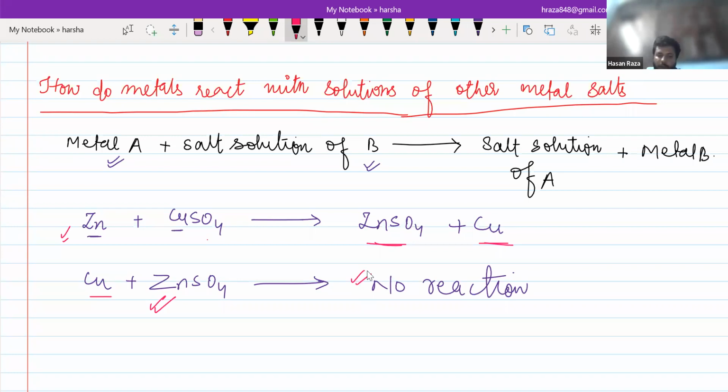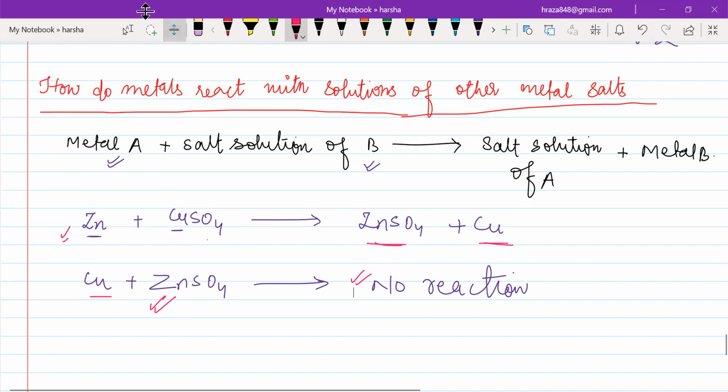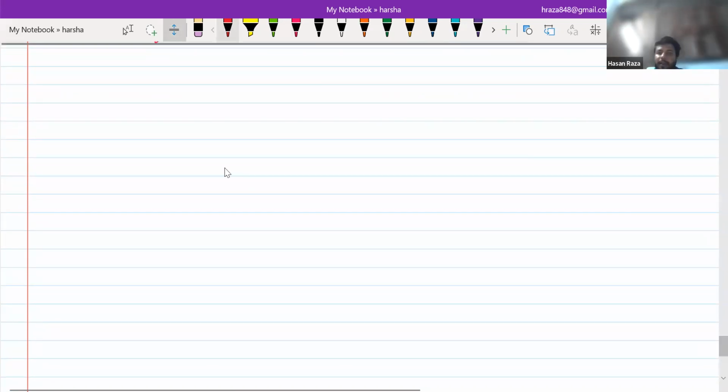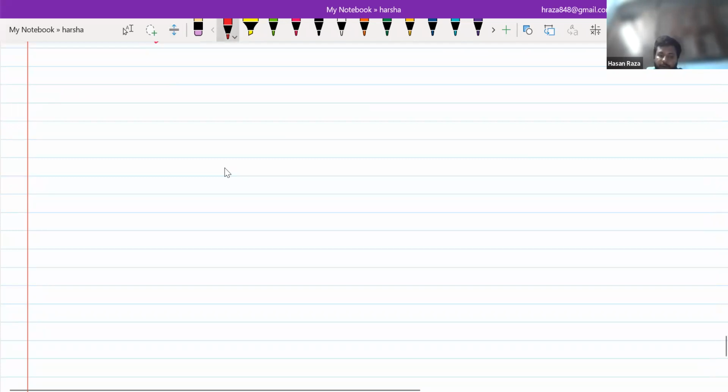Simple. So I'm going to write the reactivity series, which is very important. Then we'll do some questions which are very important. So I'm done with it. Done. Very good. The reactivity series is something from which we can conclude which metal will replace which metal and which metal will not replace which metal. So a reactivity series.